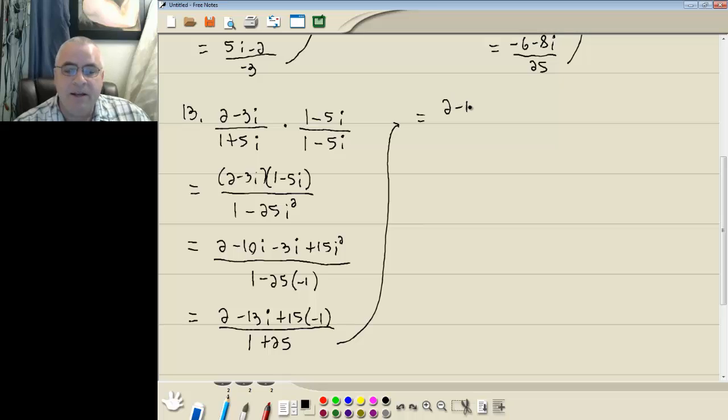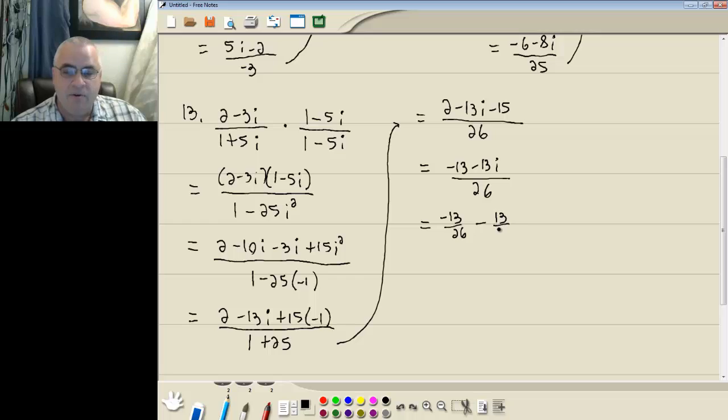So we got 2 minus 13i. 15 times negative 1 is negative 15. 1 plus 25 is 26. 2 minus 15 is negative 13. Minus 13i over 26. And again, whenever you have an imaginary part, you always want to write in standard form. So we want the real part separate from imaginary. So put negative 13 over 26 minus 13 over 26 with an i to the side.